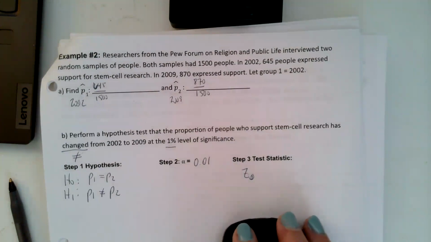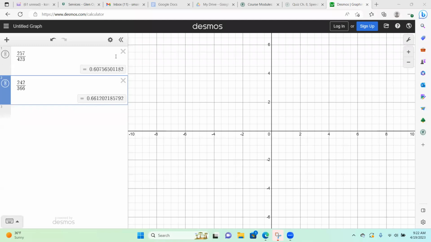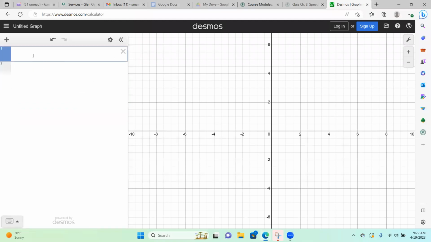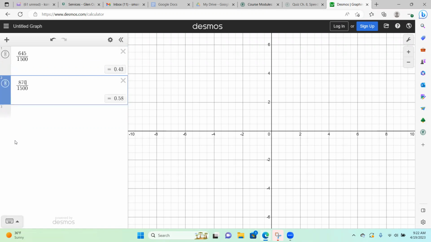So first of all, I'm going to do my calculations on the proportions of people that support. So 2002 is 0.43 and 2009 is 0.58. So it does look like they've increased, but we have to check for the statistical significance of the increase. So 0.43 and 0.58.